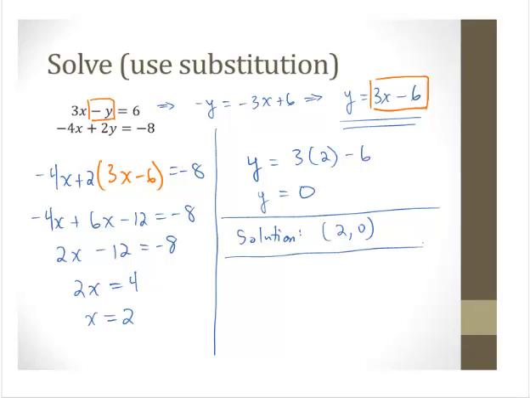So I'll check this one by hand. 3 times 2 minus 0. Is this equal to 6? Yes. Negative 4 times 2 plus 2 times 0. Is this equal to negative 8? Negative 8 plus 0 is negative 8. So that checks out as well, and I'm confident in my solution, 2, 0.